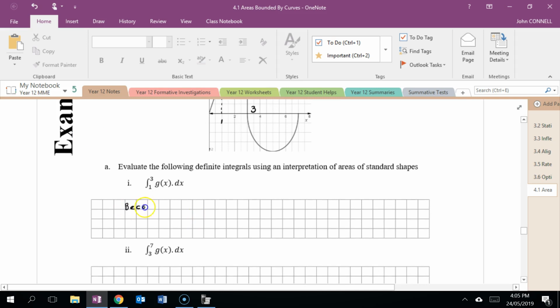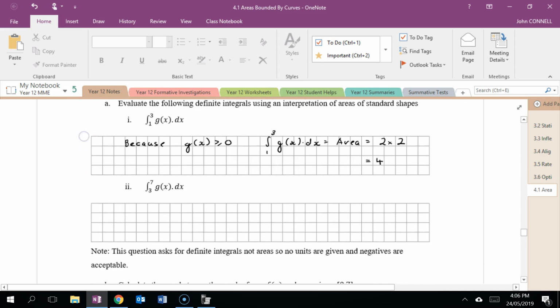So we can say because g of x is greater than or equal to 0, the integral from 1 to 3 of g of x dx is equal to the area, which is equal to 2 times 2, which is 4. Now, if I said units squared, I'd be talking about area, but because I'm getting a definite integral and it's just a number, I leave it as 4.